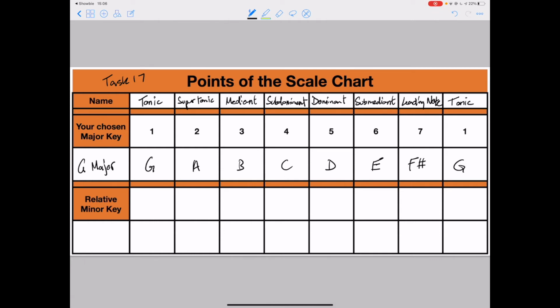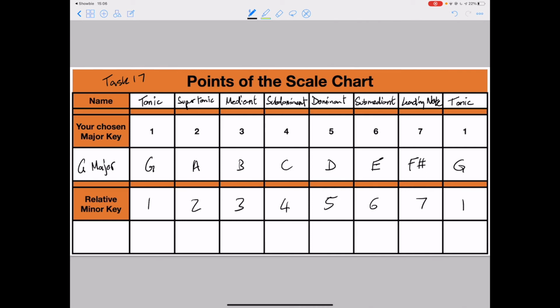And if you'd like to know more of why they have those names, do go and read about it, because it is really fascinating, the history behind that. Okay, for the moment though, I'm just interested in working out the relative minor key. So we still have the numbers of the points of our scale, or the degrees of our scale.